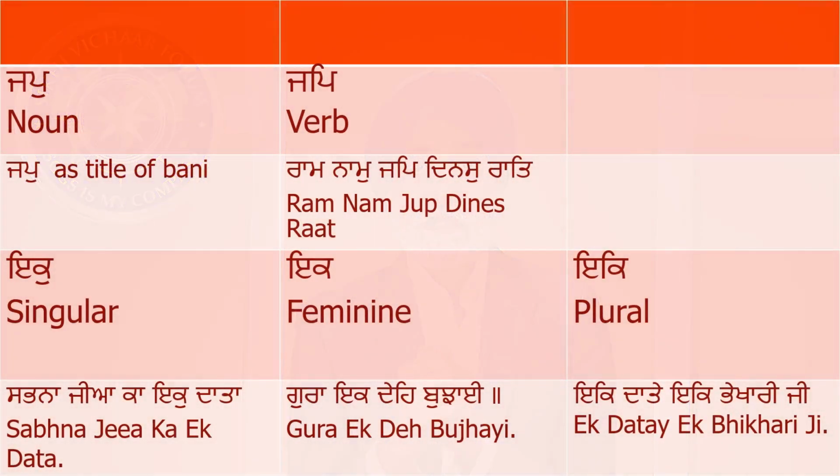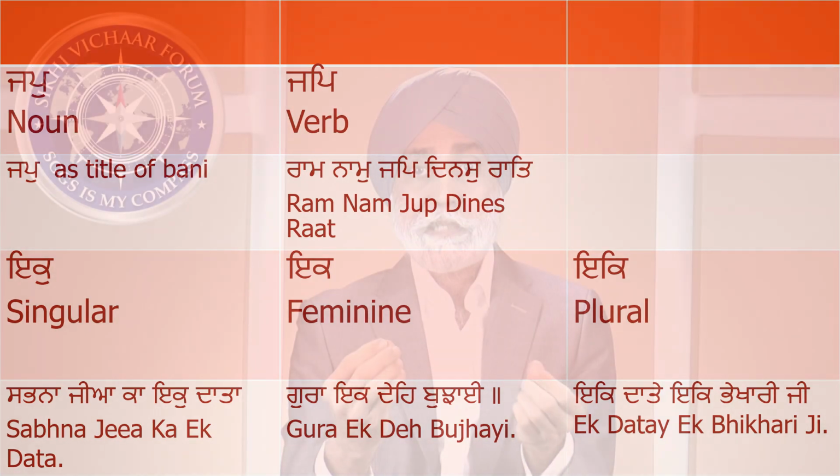Then we have the word ek with the sihari. This denotes it is being used in the plural sense. The verse is ek date ek pikhari ji. Multitudes are givers and multitudes are receivers. So even though the word is ek, meaning one or single, the use of the sihari converts its singularity to plurality.